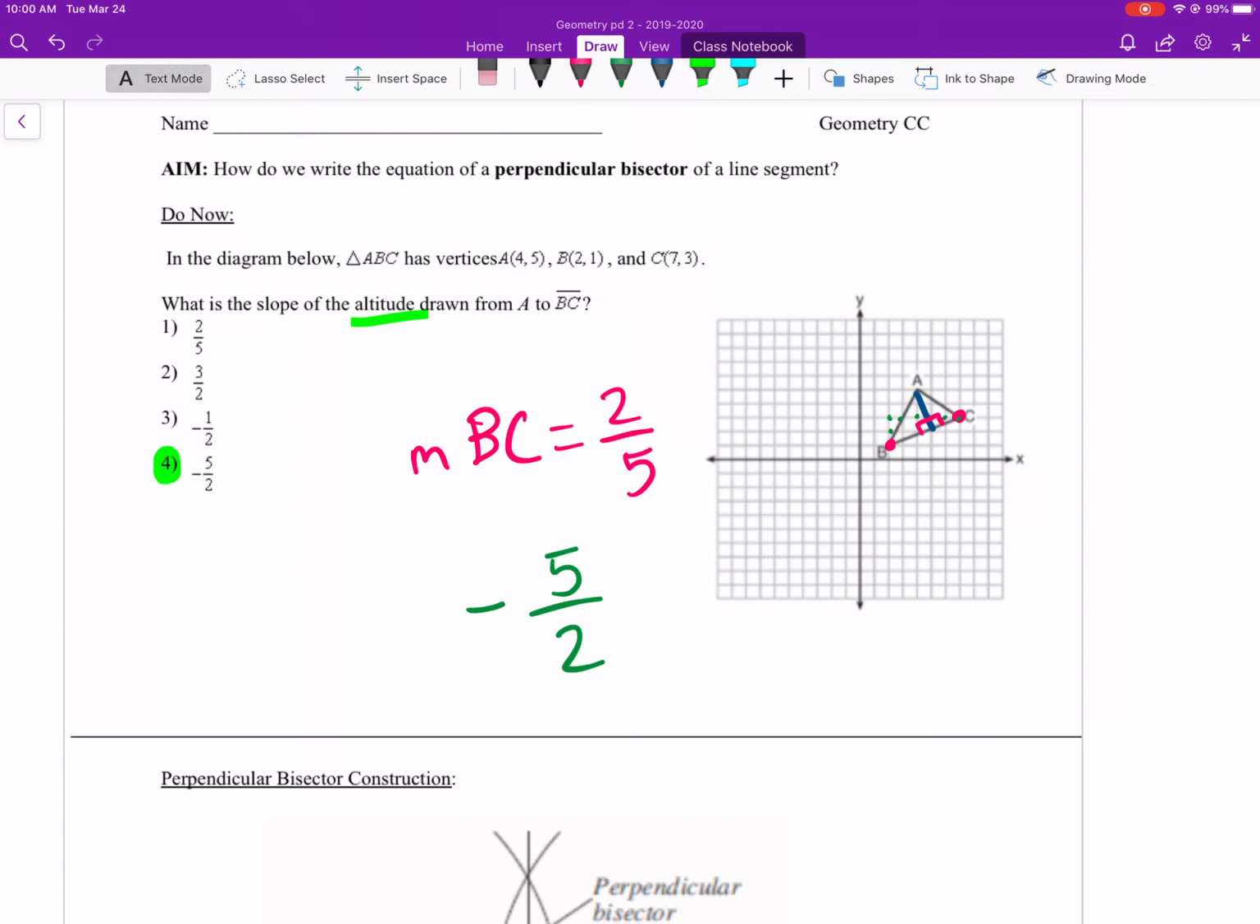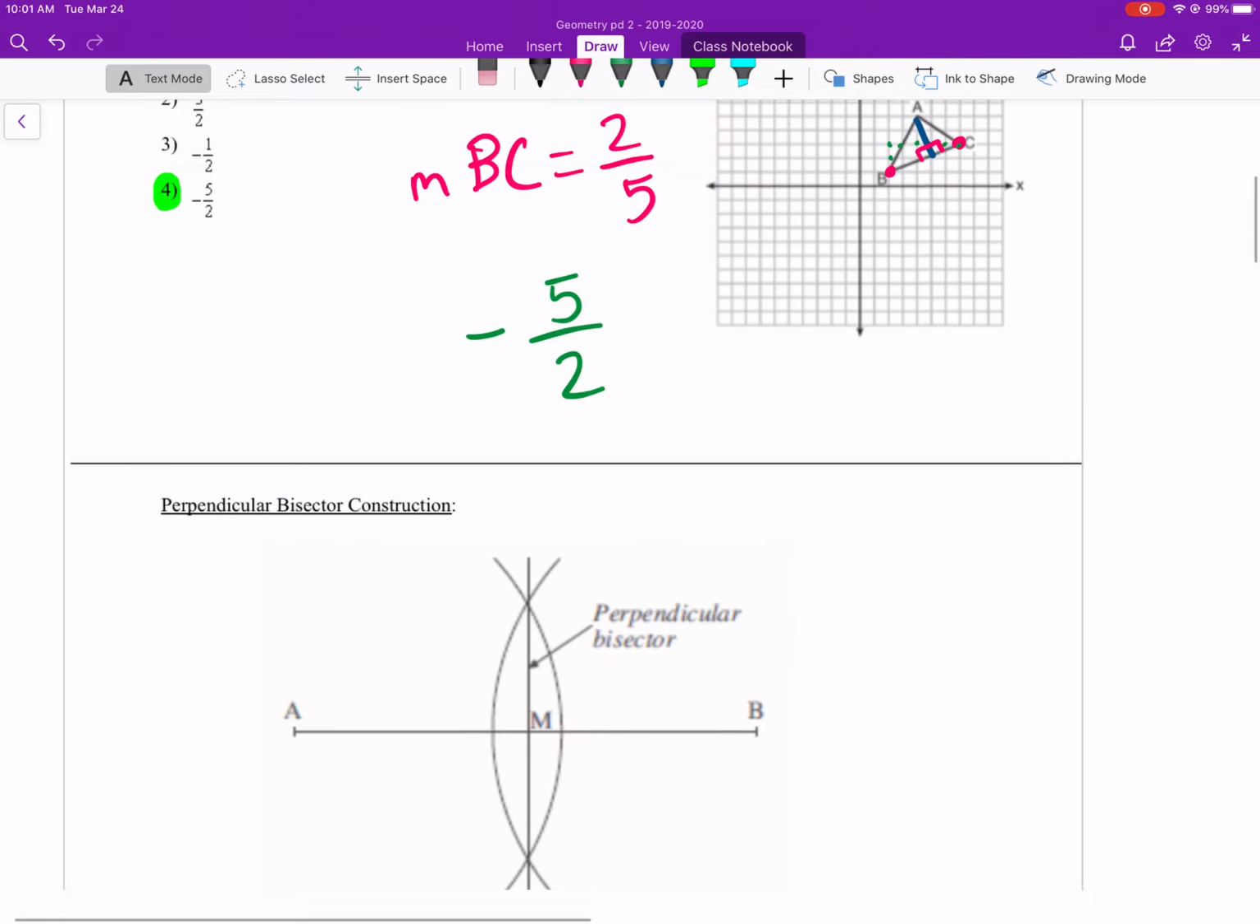So today's lesson, perpendicular bisector. You may be thinking, very similar to yesterday, we talked about how to make a perpendicular line. What's required for that? Slope, y-intercept, and making sure that the slopes are opposite reciprocals of one another. Perpendicular bisector, more specifically, talks about a line.